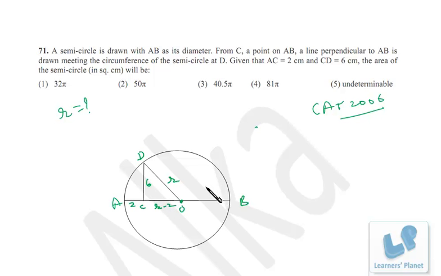Now simply you just have to apply Pythagoras theorem. R square is equal to 36 plus (R minus 2) whole square, that is R square minus 4R plus 4. Right? So 4R is equal to 40, that means R is equal to 10. Area of semicircle is pi r square by 2, that is 100 pi by 2, that's 50 pi, right? As simple as that. And the problem is from CAT 2006, right? So very simple logic is used over here, no complications.